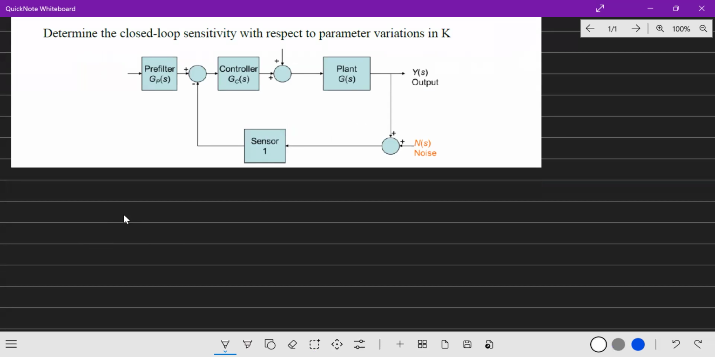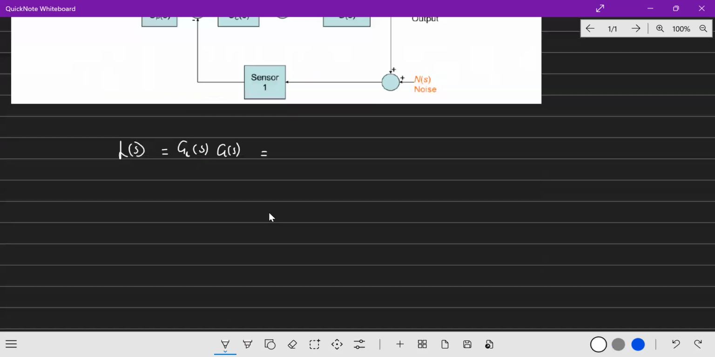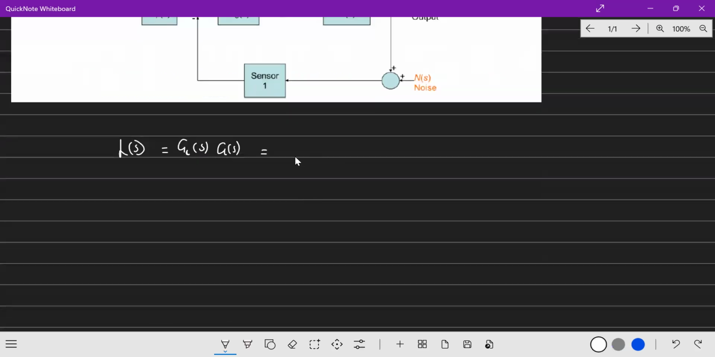So we are given L of S, which is the product of Gc of S and G of S. And we are told that this is simply equal to K over S times S plus 5. Oh, this is K in the numerator, sorry. K over S times S plus 5.